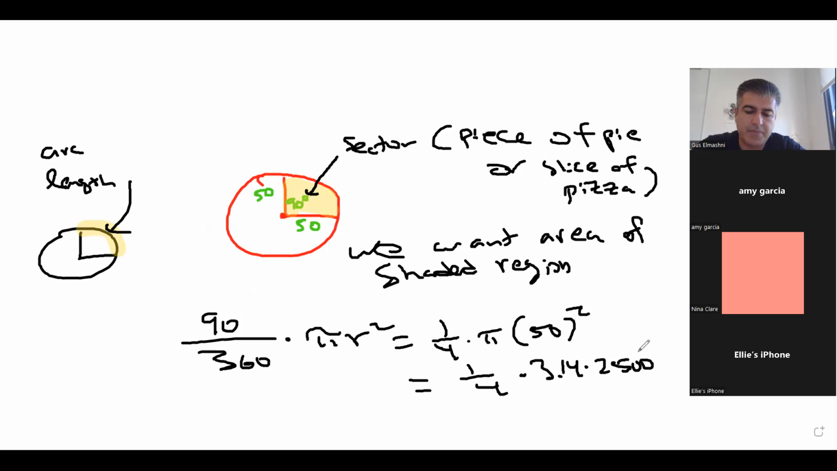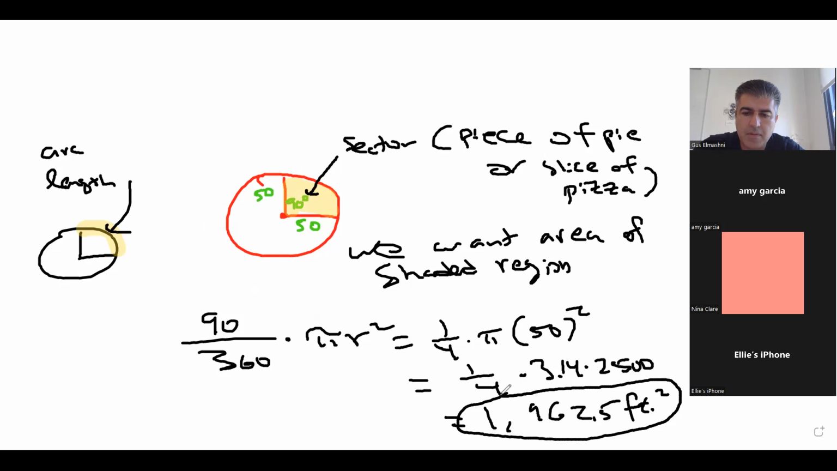So what's that going to be? You get about 1,962.5 square feet. So that's the story of that one.